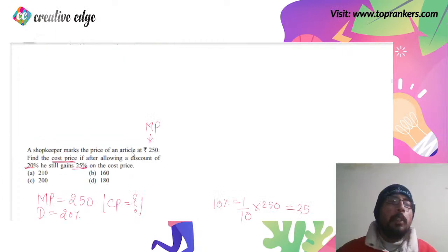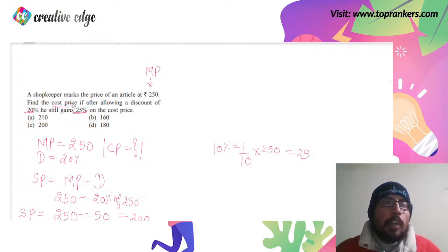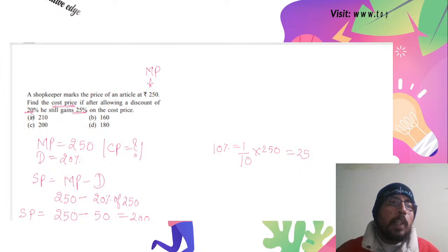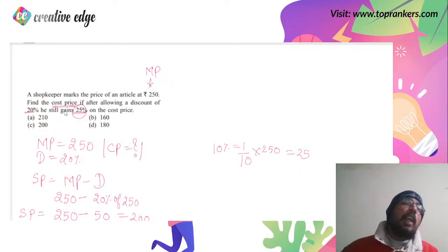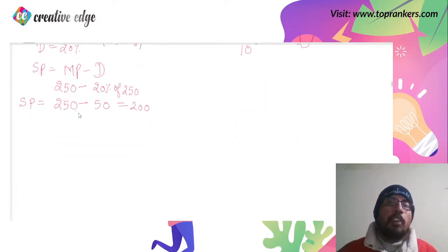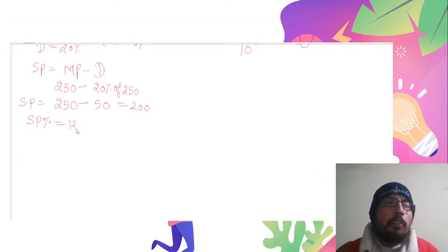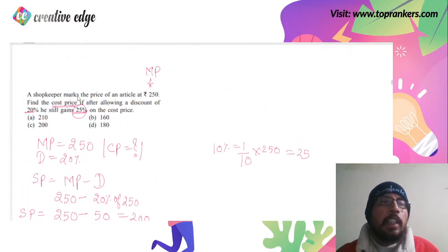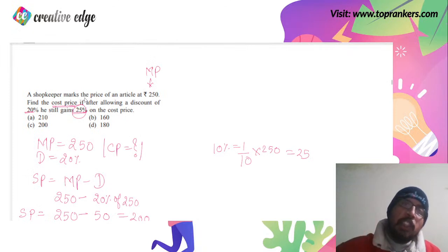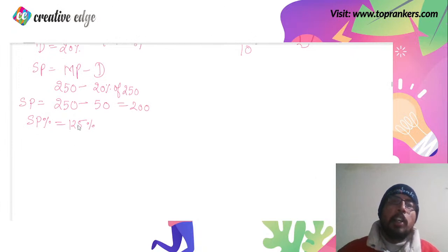Now what has been told is that we have to find CP, that if after allowing a discount of 20% he still gains 25%. This means that the shopkeeper is still getting 25% profit. So if he is getting 25% profit, can I say that the percentage of selling price should be 125%? I believe you must be getting this, that he is gaining 25% means he is getting 25% extra over the cost price. So 25% extra over the cost price should be 100 plus 25.